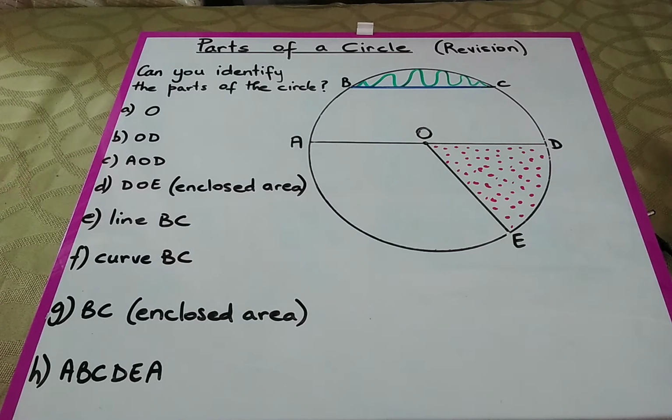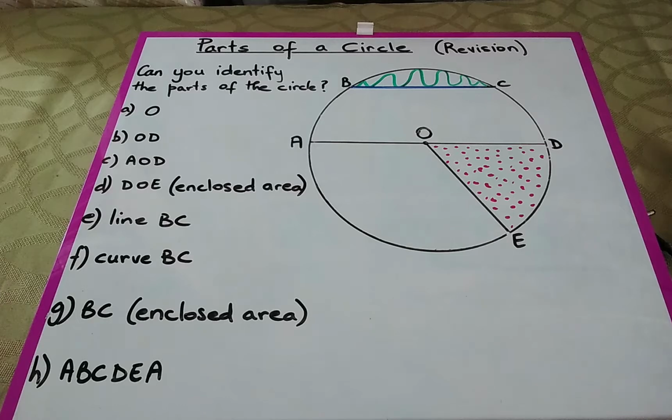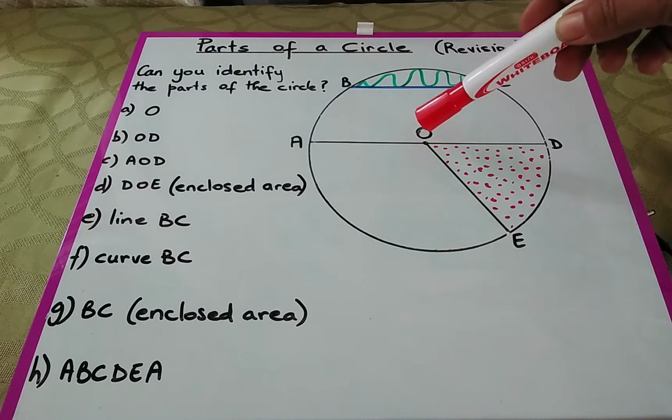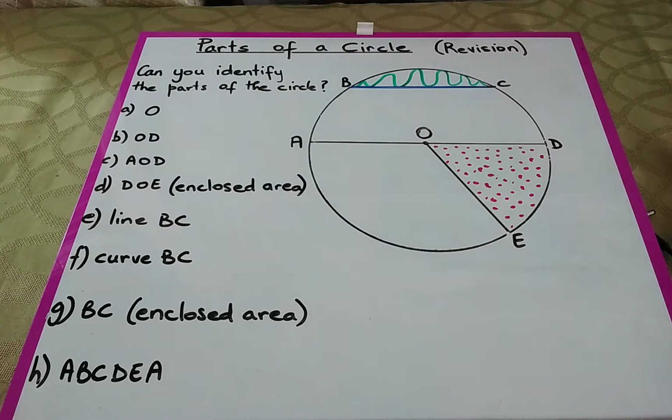So we are going to revise the parts of a circle. To do this, we are going to answer these questions from A to H. So the first one is A. What part of the circle is labeled O? So the part of the circle labeled O right here, what do you call that? Where is it located? Yes, it is at the center. So the answer for that one is center.